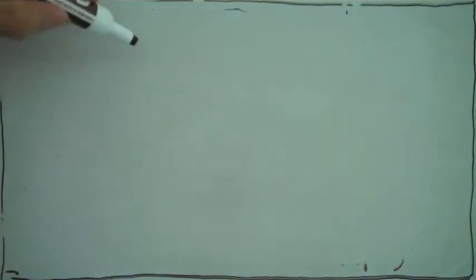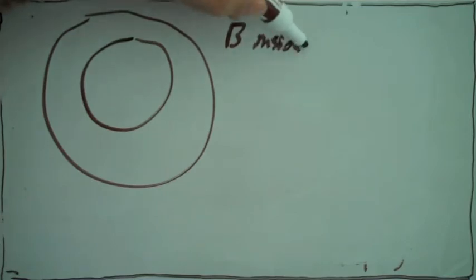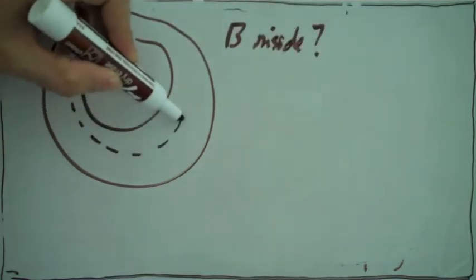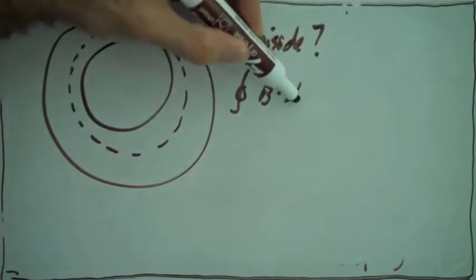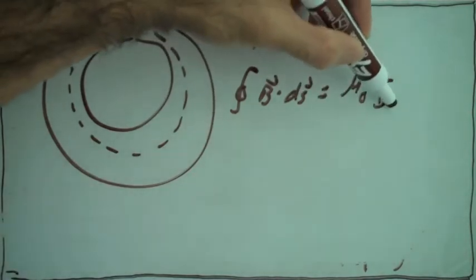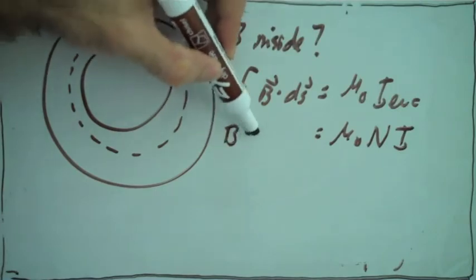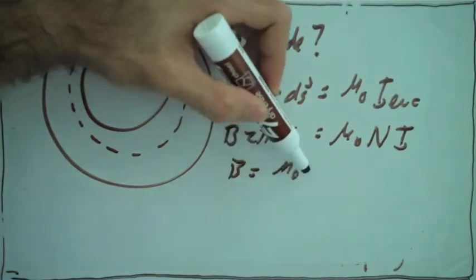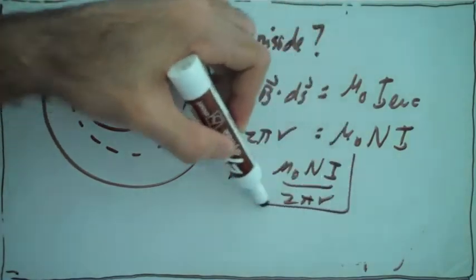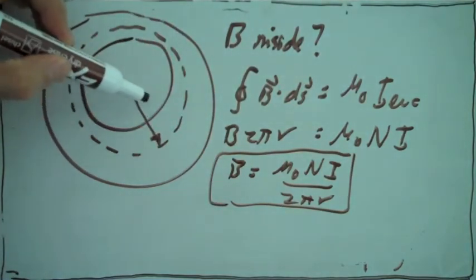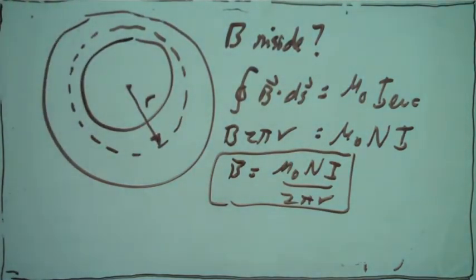So in this problem we have a toroid, and if we want to find the magnetic field inside the toroid, well, we draw an Amperian loop here and we integrate the magnetic field around this loop, and that's equal to mu naught times the enclosed current, which is the number of turns times the current. So the integral is given by this, and we can then find the magnetic field inside the toroid, which depends on the distance from the center.